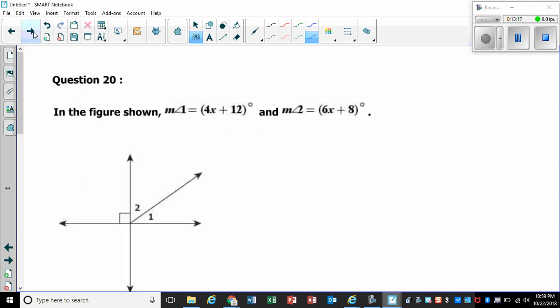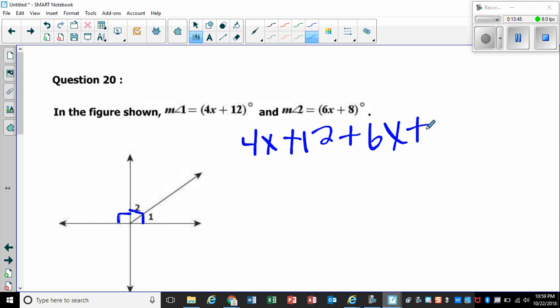20. In the figure, angle 1 and angle 2 are given. Every time you see this box, you know that it is a perpendicular line. That means this is also 90 degrees. This question was actually on your Unit 1 test. Plus 12 plus 6x plus 8 equals 90. Right? Then you solve for x.